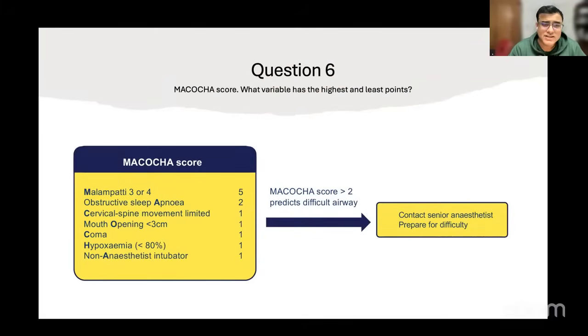and the lowest point is given to a lot of things like non-anesthetist intubator, or hypoxemia, or coma, or mouth opening less than 3, or cervical spine limited. Because there are so many variables for lowest points, I think the question would have been which variable has the highest points. So that would have been Mallampati 3 or 4. Okay, so that is your Mackoka score. You should revise it because it was asked last year also.